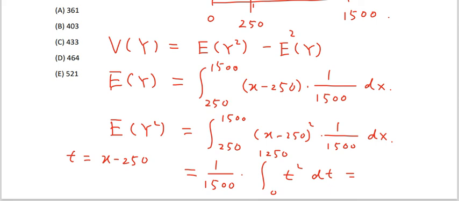This equals t cubed over 3, so then 1250 cubed over this, right? Here I just use a calculator. Yeah. Okay.